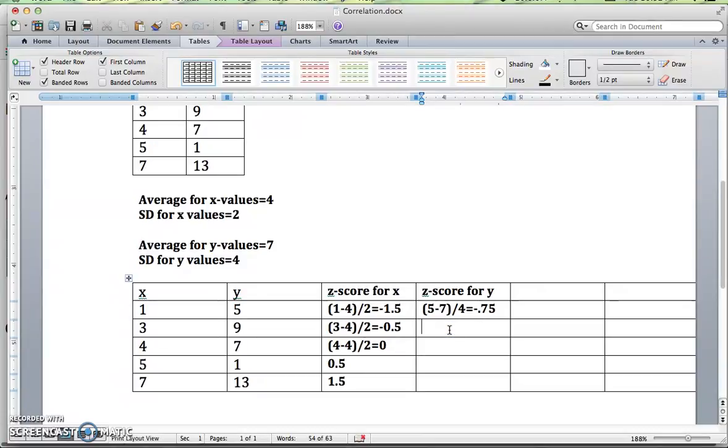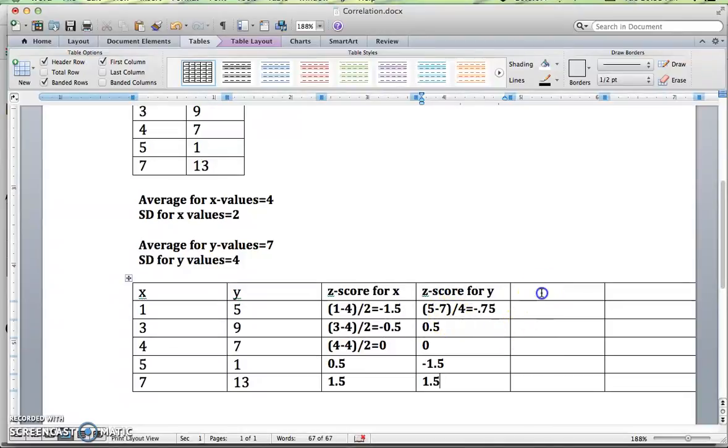9 minus 7, which is 2, divided by 4 is 0.5. 7 minus 7 divided by 4 is 0. 1 minus 7 is negative 6, divided by 4 is negative 1.5. And then 13 minus 7 is 6, divided by 4 is positive 1.5. Again, you can check the work there, but it's just a simple z-score conversion.